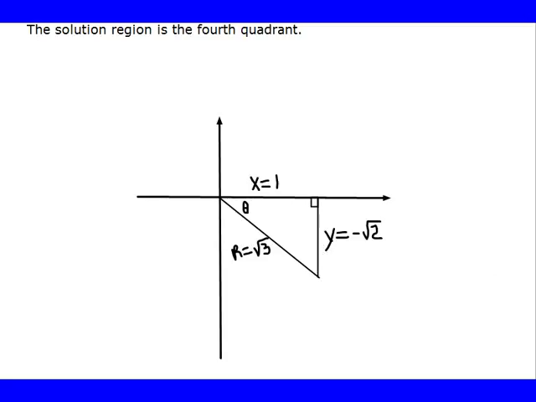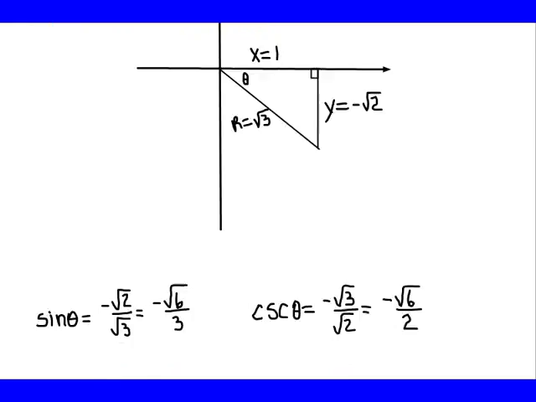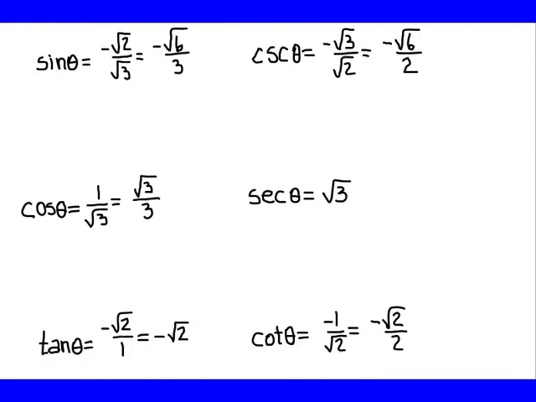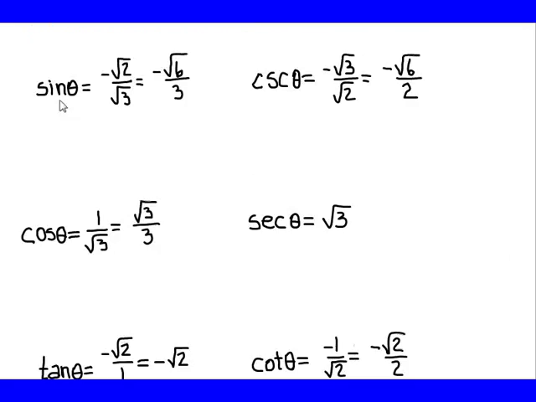Now we can write our 6 trigonometric functions. So again, what I'm going to need you to do is pause the video and copy this diagram so you can use it to refer to as I show you the 6 trigonometric functions that are related to this diagram. So here are our 6 trigonometric functions. The sine of angle theta is minus the square root of 2 over the square root of 3. But after we rationalize this, it ends up being minus the square root of 6 over 3.